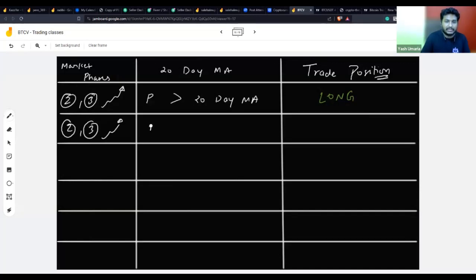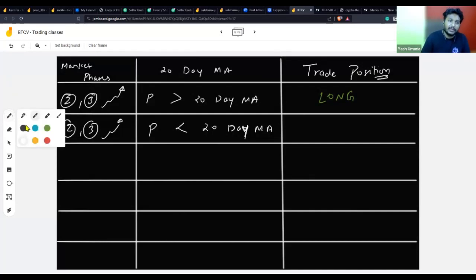then what kind of position should you take? Tell me. Long, short. Okay, I got one answer, waiting for another one. Think about it. If we are in the second or the third phase, the market is moving up, great, everything is good. The price of Bitcoin is less than the 20-day moving average. Okay, so I got two answers.